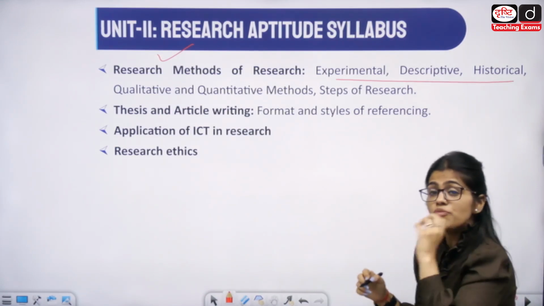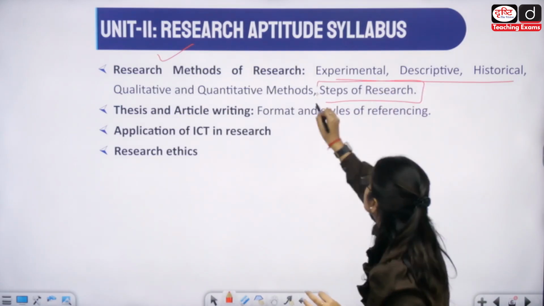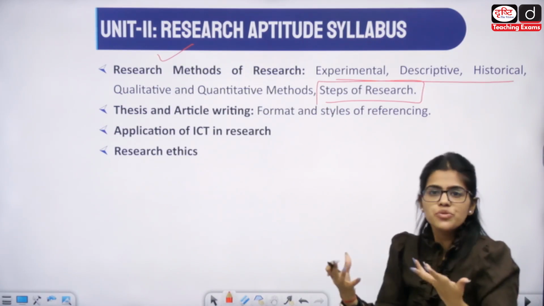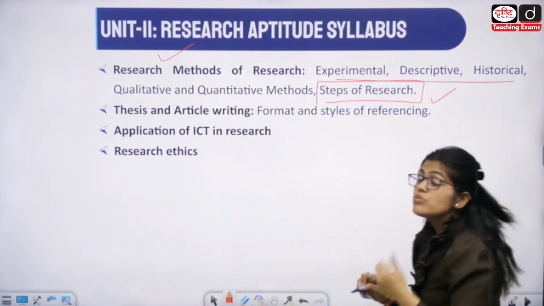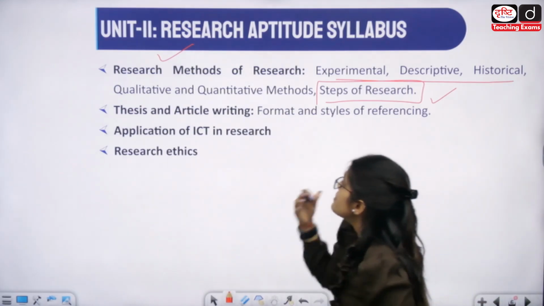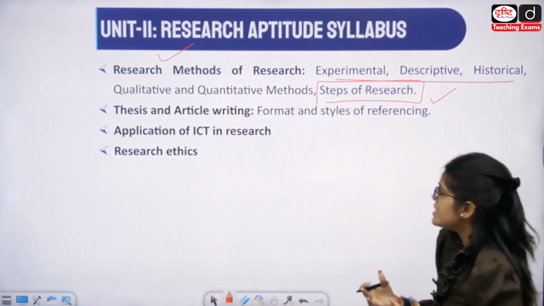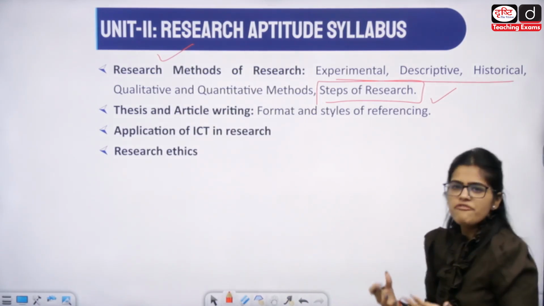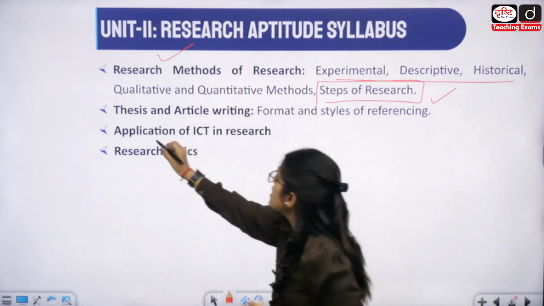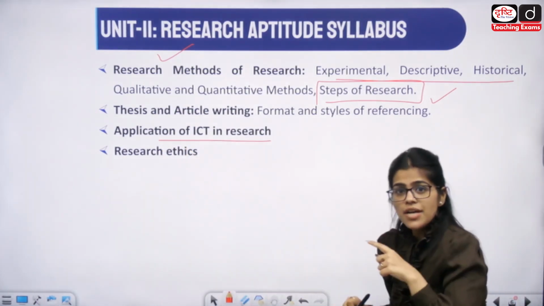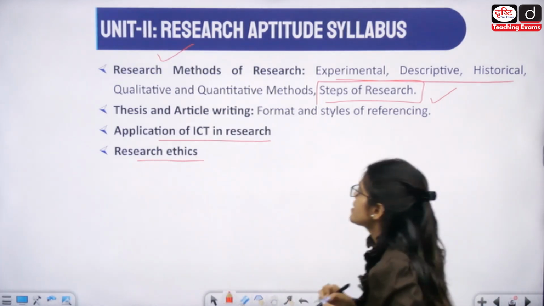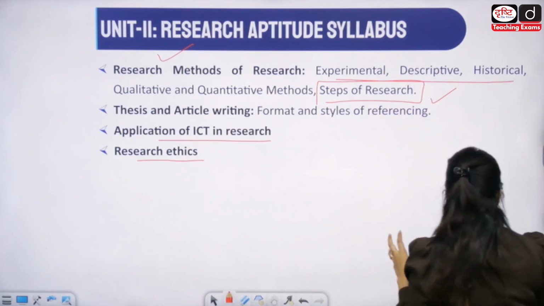We'll be focusing on the steps of research, one topic that they always ask questions from in the paper. We'll be discussing hypothesis and error. A lot of questions are asked from this now. We'll be talking about article writing, thesis, the format, style, references. We'll be talking about citations, bibliography, etc. Then the application of ICT in research, and we'll be talking about research ethics. These are the broad areas that we'll be discussing.